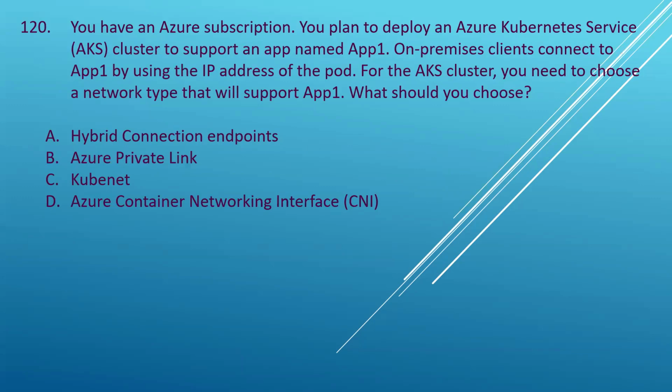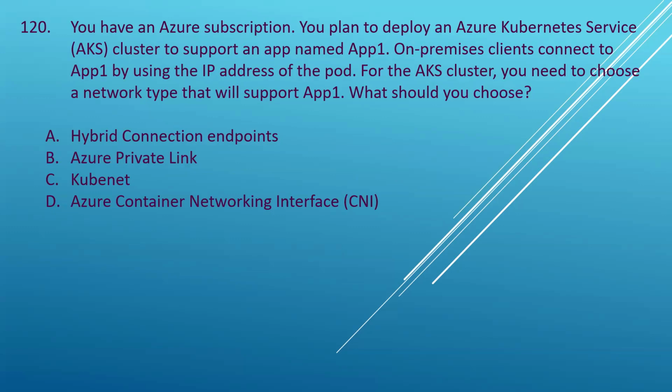so an incorrect choice. Second option, Azure Private Link, is used to access Azure services privately over a private endpoint in your virtual network. It is often used for scenarios where you want to access Azure services privately, such as Azure SQL database or Azure storage. While it provides a secure and private connection, it is not designed for directly accessing individual pods within an AKS cluster from on-premise clients, making it an incorrect choice here.